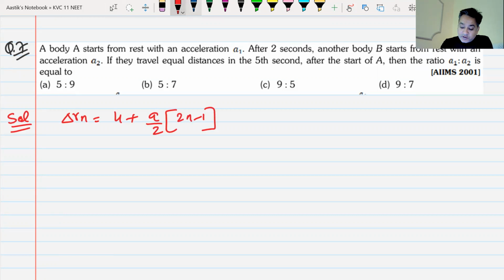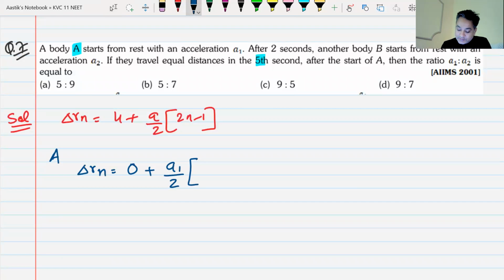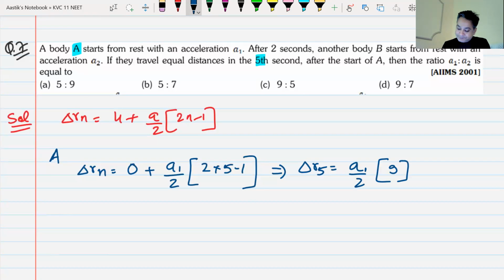I applied it for body A. Body A is the blue body. For body A, the displacement in the nth second is 0 plus a1 by 2. For body A, it is the 5th second. So I write 2 into 5 minus 1. This is for body A. Instead of nth, I should write 5. Displacement in the fifth second will be equal to a1 by 2 multiplied by 9.